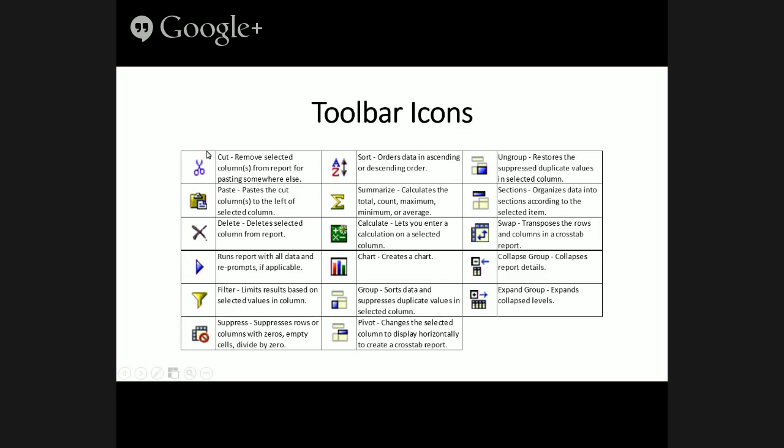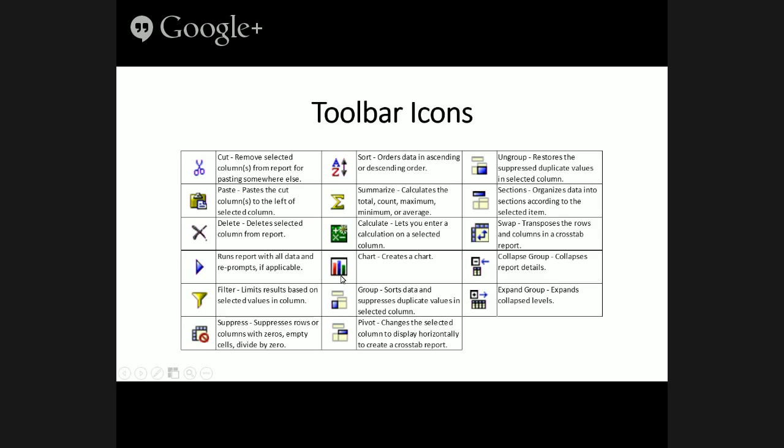Sorting, pretty basic, just allowing you to sort ascending or descending, numbers or letters. Summarize allows you to pretty much calculate totals, counts, minimums, maximums, averages. Calculations: if you want to calculate on a particular field, or two fields together to come up with the sum, that's what calculate is for.